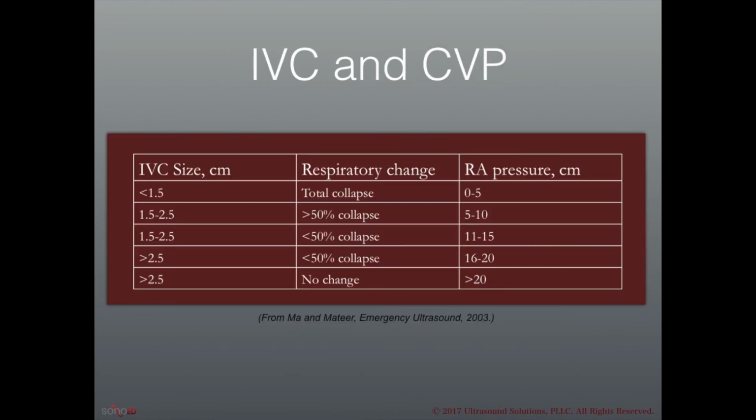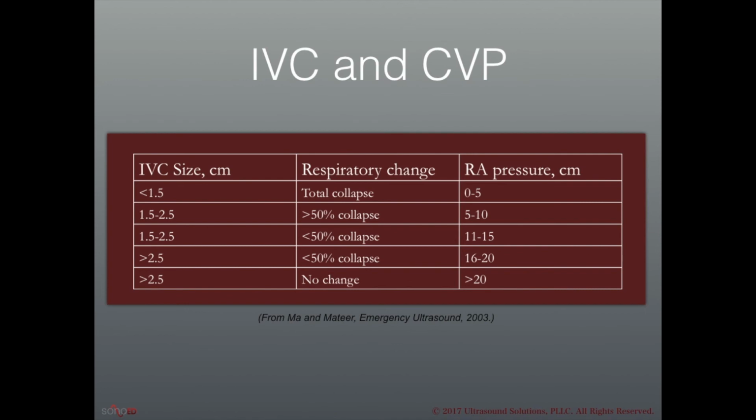This is a chart that shows IVC size or diameter and respiratory variability and the estimated right atrial pressure. This is a chart that's been in the literature for years and is a great starter when you're learning this measurement of the IVC, but it's not extremely accurate, and there are patients who will have IVC diameters and respiratory variabilities that don't fit specifically into this chart.